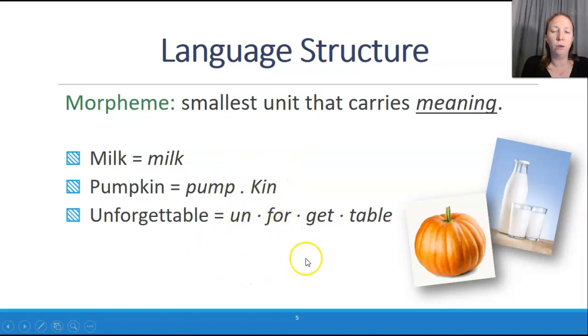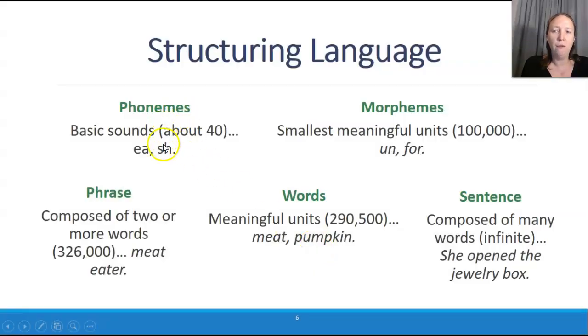Unforgettable: each of these parts standing alone has a meaning of its own. Okay, so putting that together, phonemes, we have about 40 in the English language, and they are the basic sounds that letters make. Morphemes are small units as well, but they actually hold meaning when taken into their chunks. We also have phrases, words, and sentences, but these are the 2 structures of our language that students typically don't already know about.